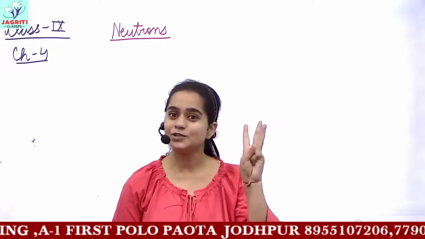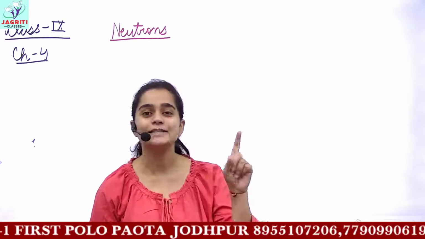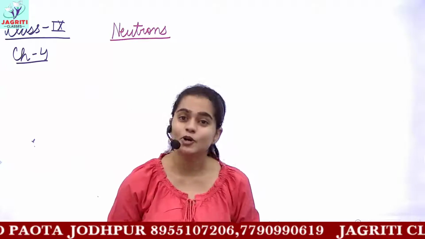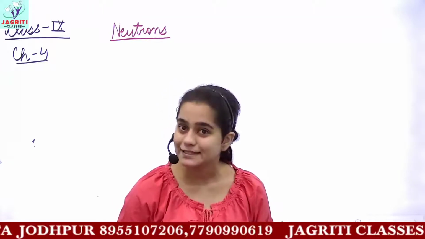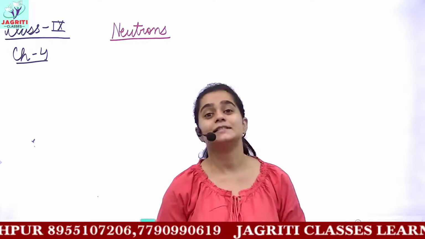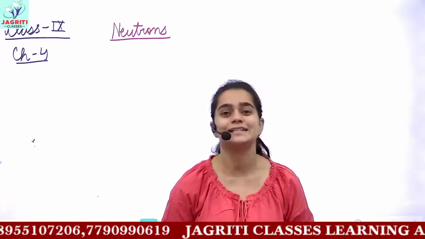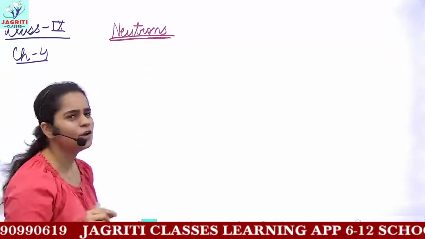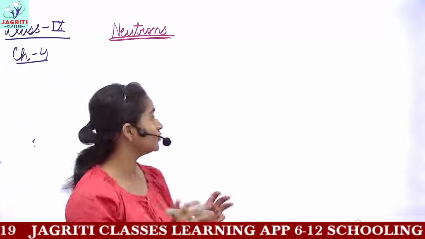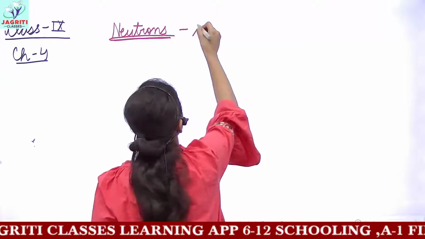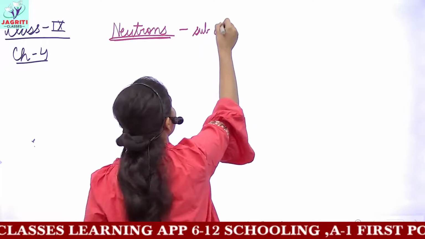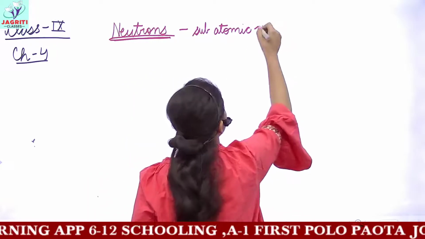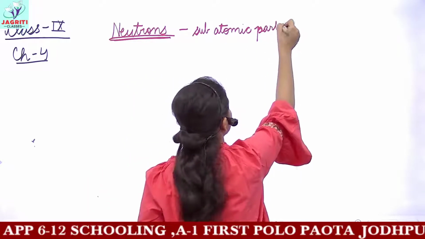We have three kinds of subatomic particles, that are protons, neutrons and electrons. We saw in our earlier classes how protons and electrons were discovered. A scientist named Goldstein discovered protons, and electrons were discovered by J.J. Thomson. So now we are studying a brief idea of what we mean by neutron. Neutron is a type of subatomic particle.